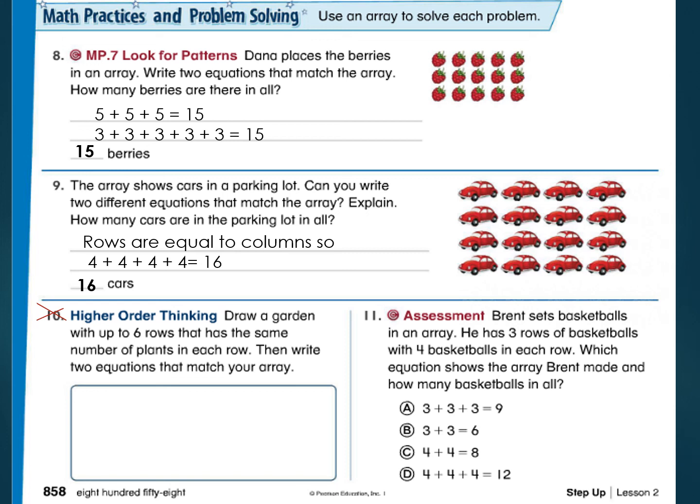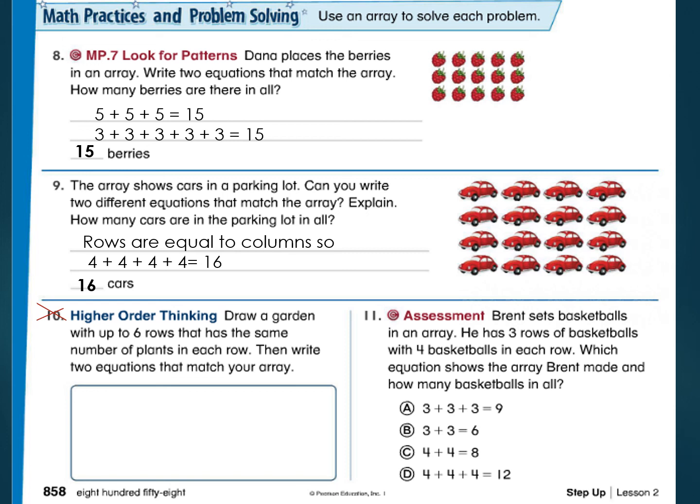Number 11. Brent sets basketballs in an array. He has 3 rows of basketballs with 4 basketballs in each row. Which equation shows the array Brent made and how many basketballs in all? What do you think, boys and girls?